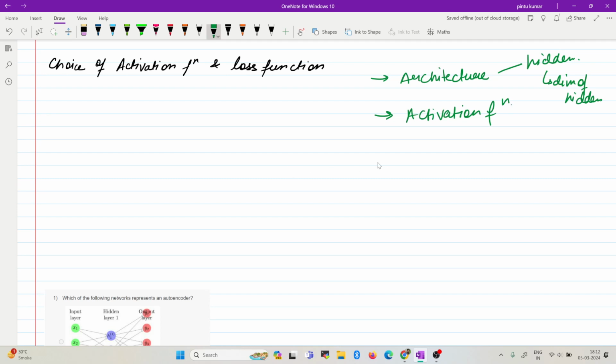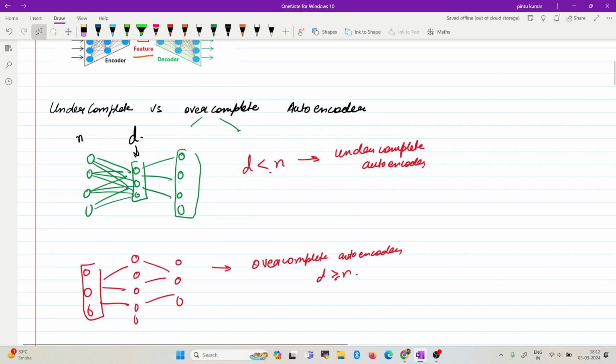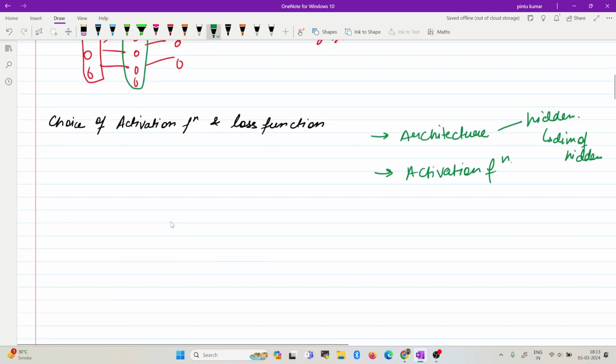Does somebody have some questions? Which one is under and which one is over? Under is the one in which the dimension of the hidden feature is less than the original dimension. And the one in which your hidden dimension has more neurons, or its dimension is more, is the overcomplete autoencoder.